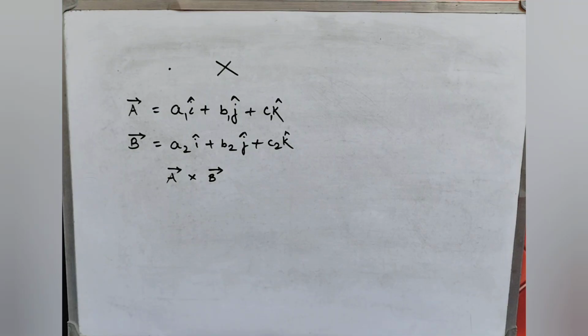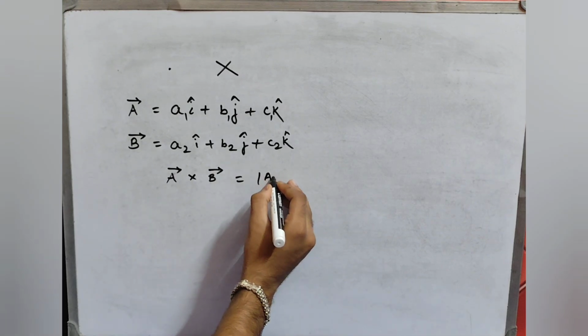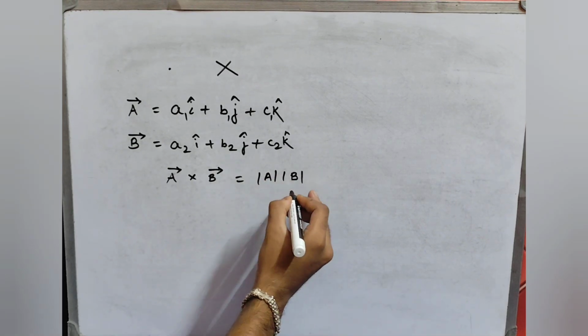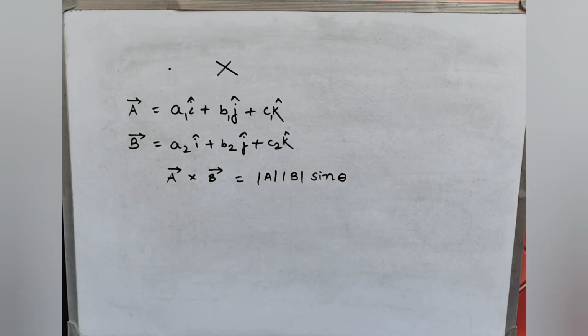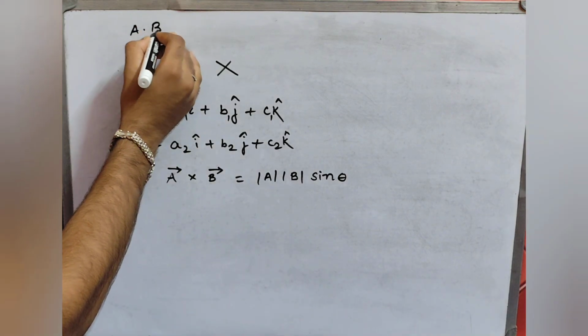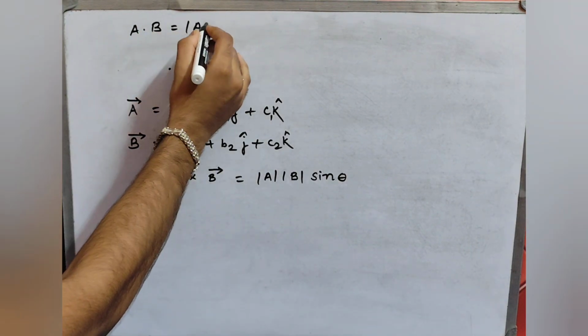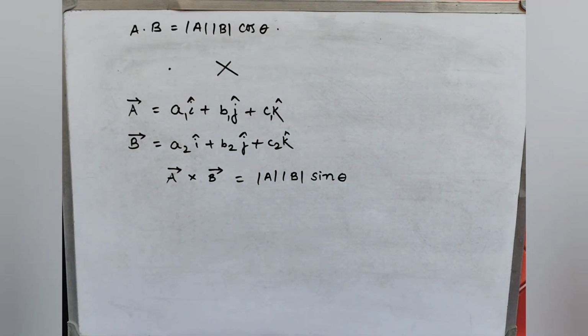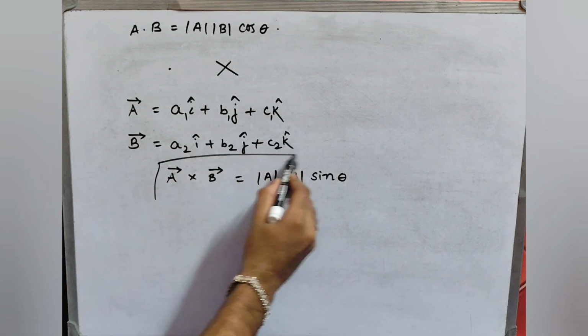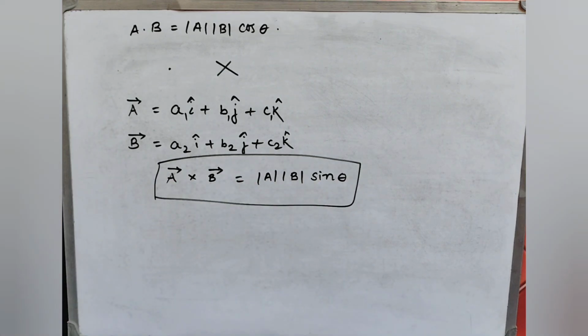Now the formula of A cross B is mod A mod B sin theta. In the lecture of scalar product, I have told you that A dot B is represented as mod A mod B cos theta. In this lecture I am showing you that A cross B is represented as mod A mod B sin theta. That's very important.